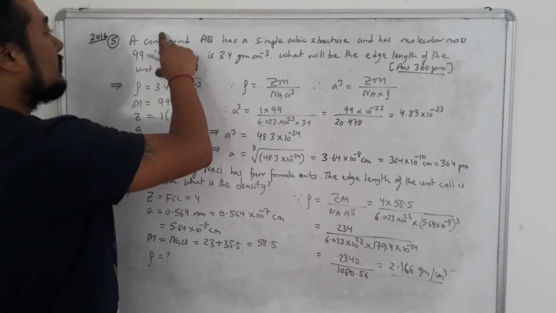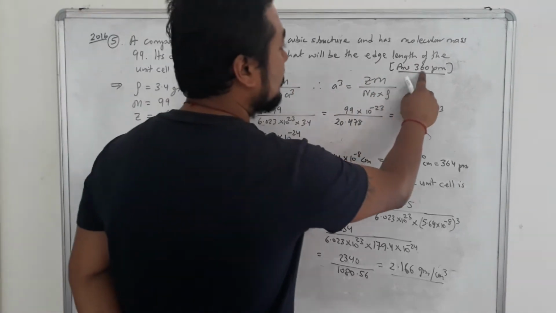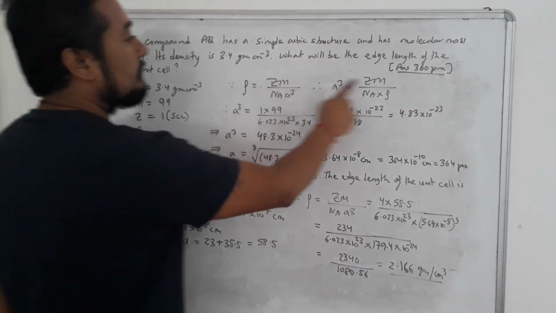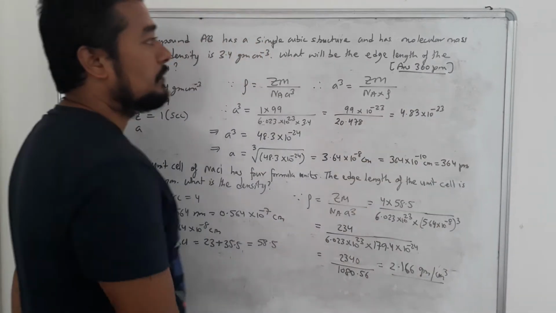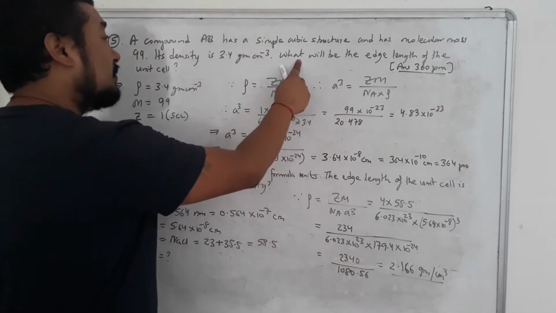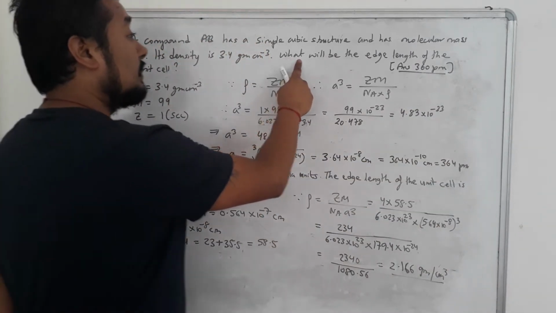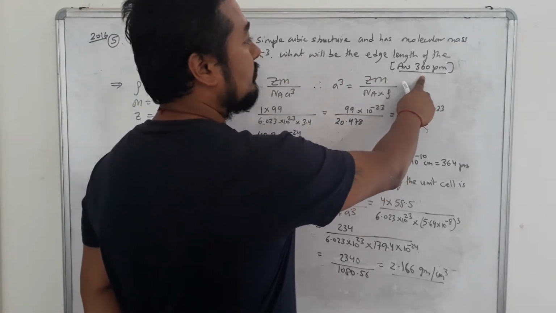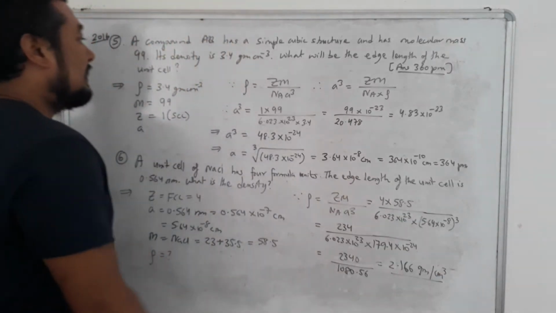For this question, the answer given in the book is 360 pm, that is picometer. Though the question has not asked you to find the answer in picometer, still the answer in the book is in picometer. You can leave it in centimeter also. Now let us solve this sum.